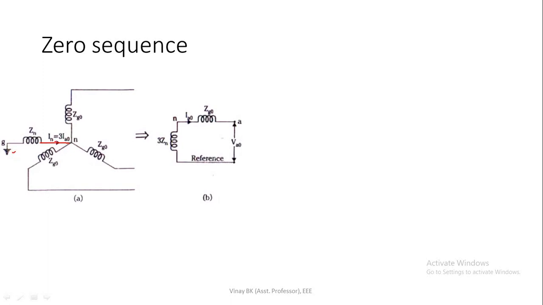So here IN is flowing. IN is nothing but IA0 plus IB0 plus IC0. All the currents are the same, so I can write 3 into IA0, or 3 into IB0, or 3 into IC0. So IN is nothing but 3 into IA0, which flows to the ground. So here we will have 3 into Zn, from neutral to reference.